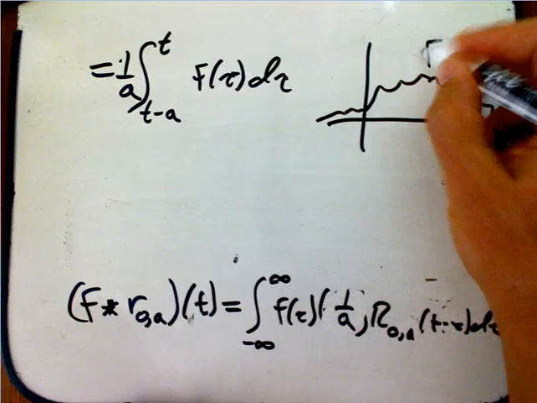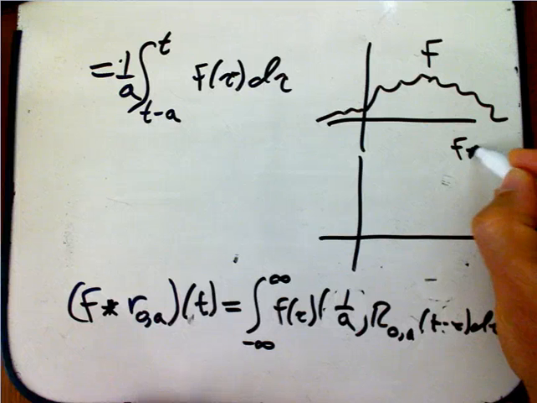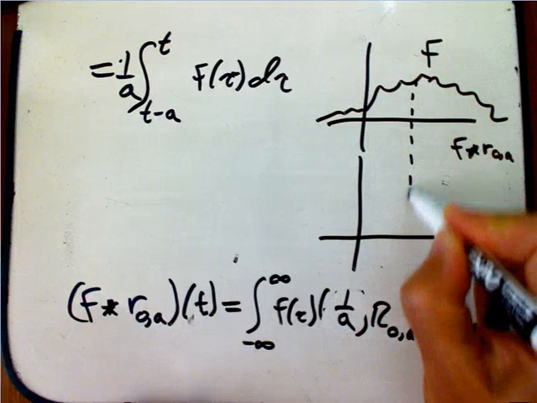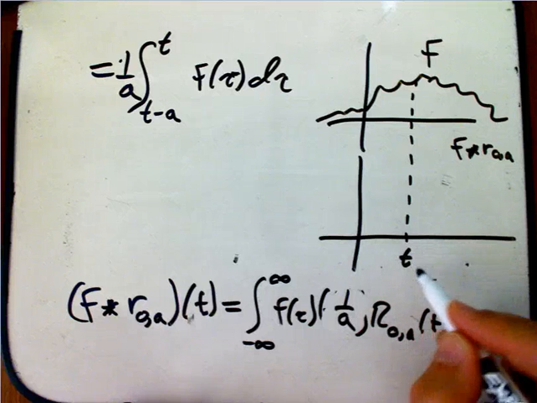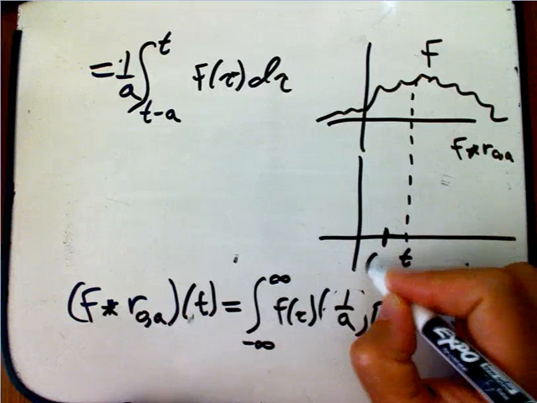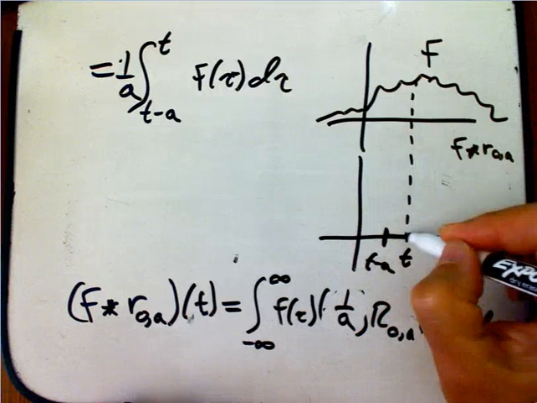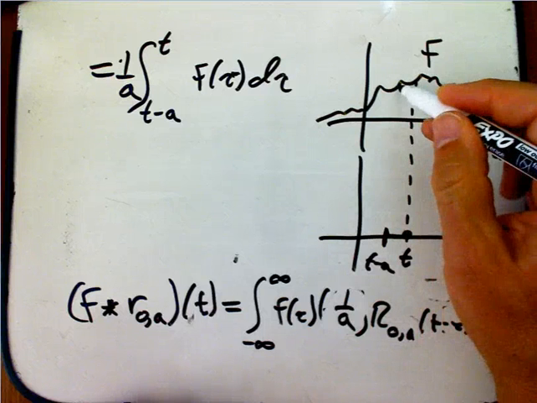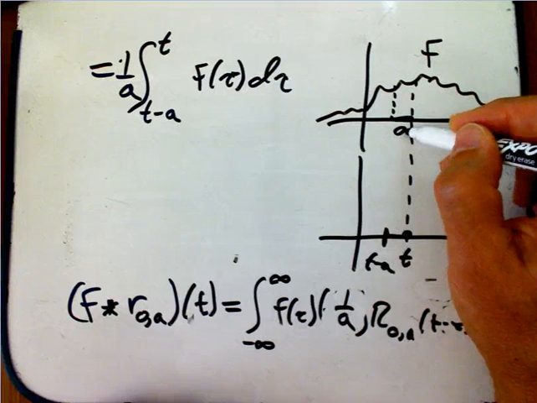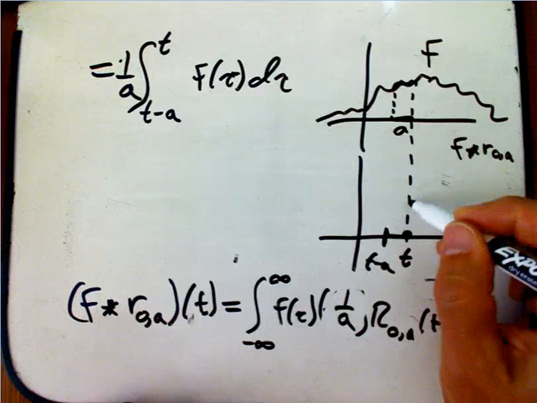Okay, here's f. And what's going to happen with f star, this rectangular pulse, at any particular point t, it's going to look back by a, so this is going to be t minus a, and it's going to calculate the value of the new function here. It's going to look at this window, looking back by a distance a, and take the average of these values. And so that'll be maybe this high.